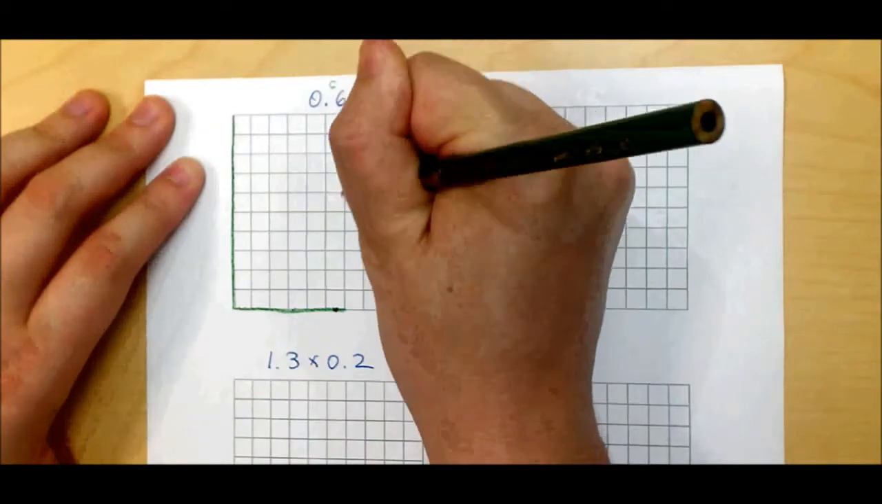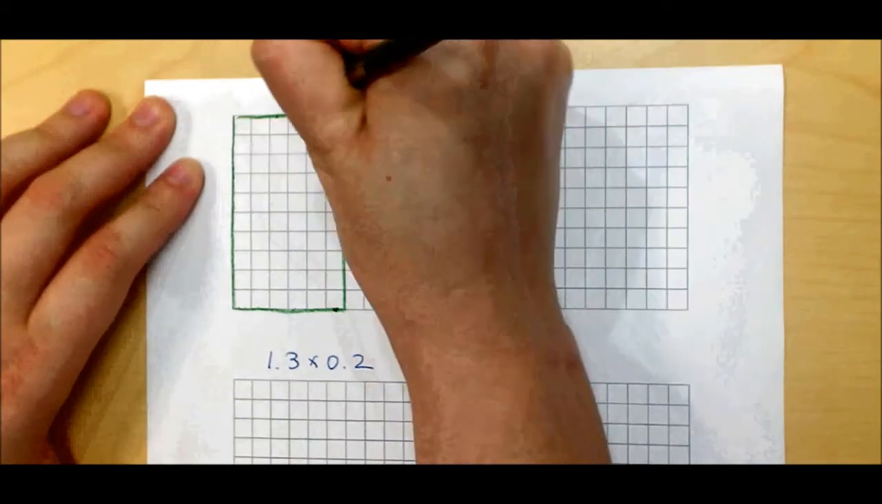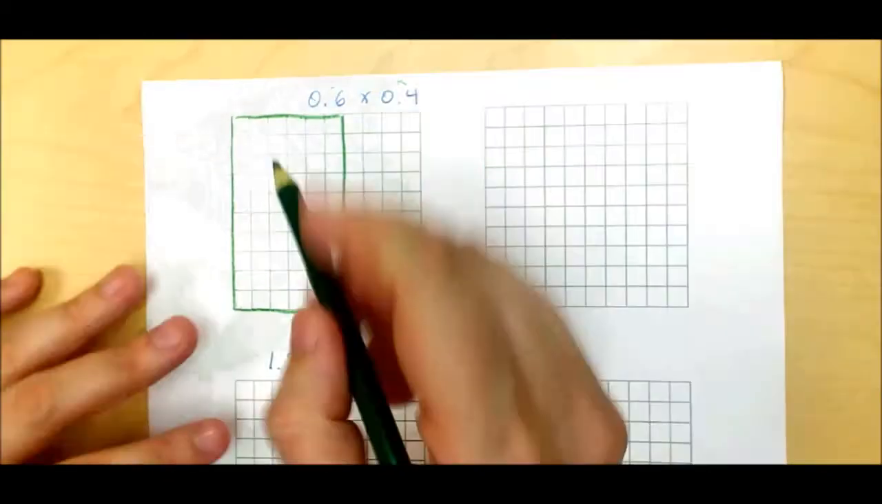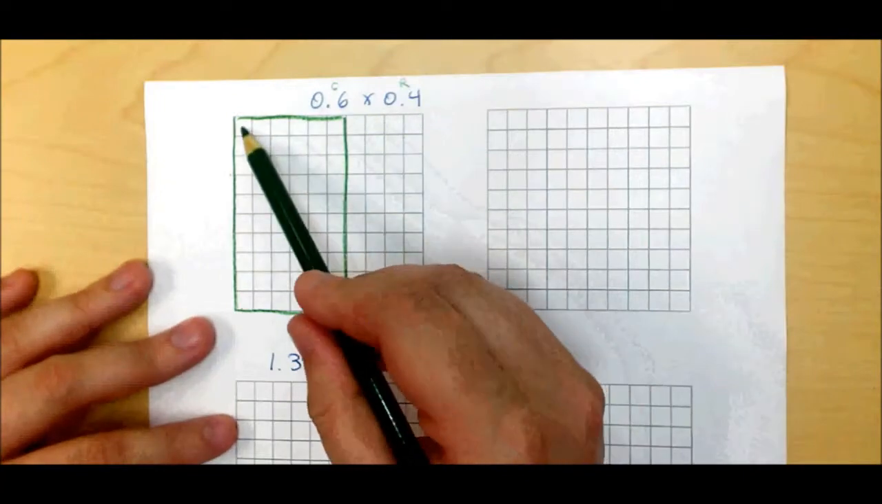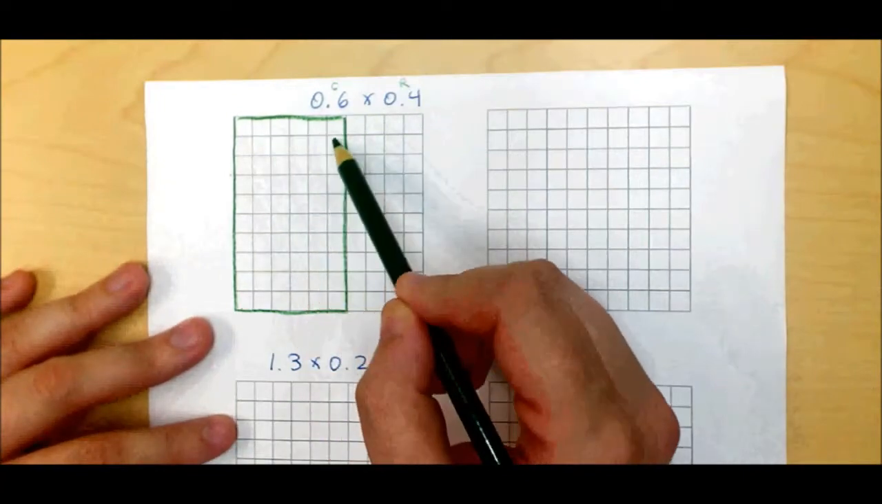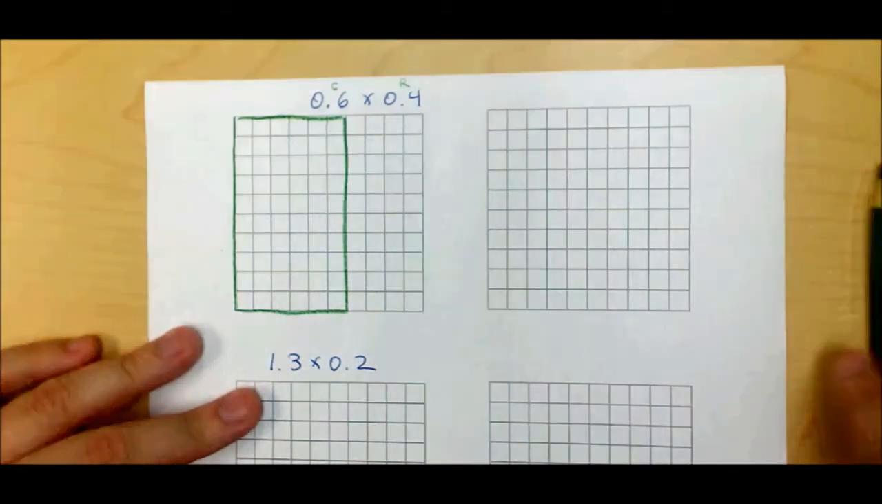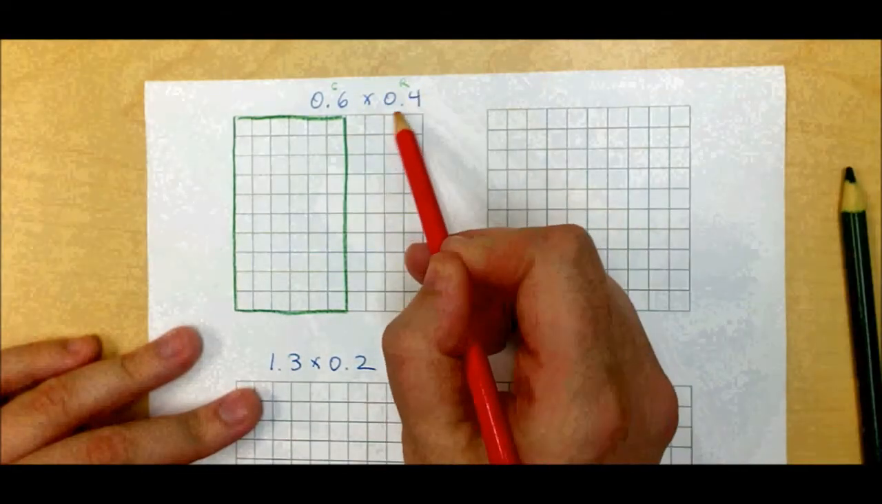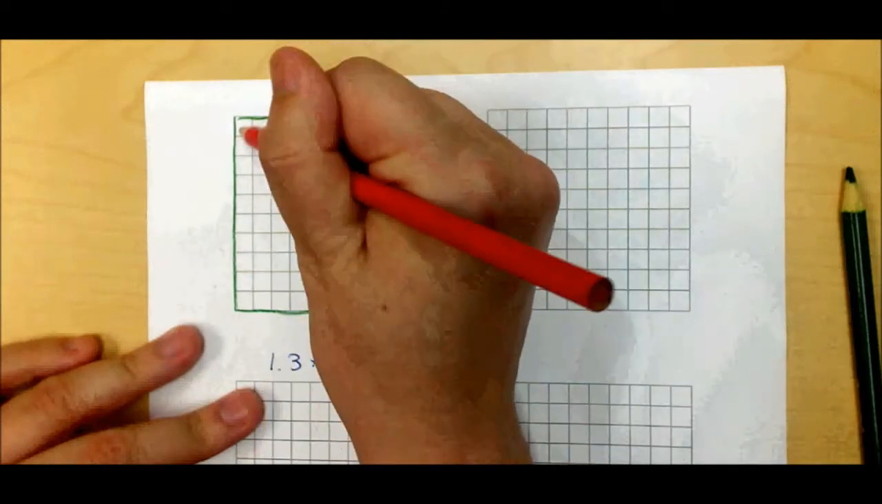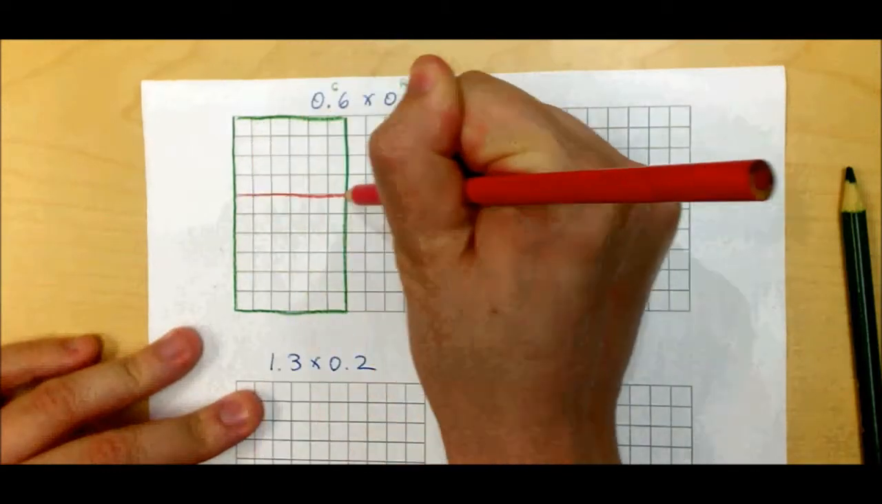So we start with 0.6, and we're going to draw 6 columns because each column is 1/10, so that's 6/10. And then we are going to draw 4 rows because each row is also 1/10.